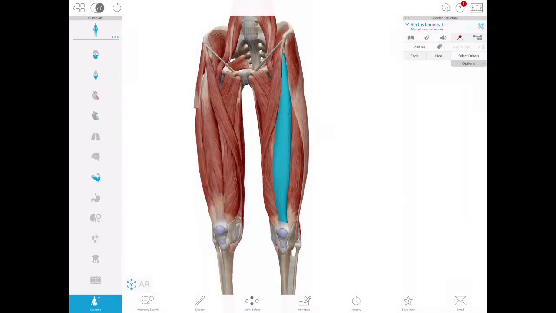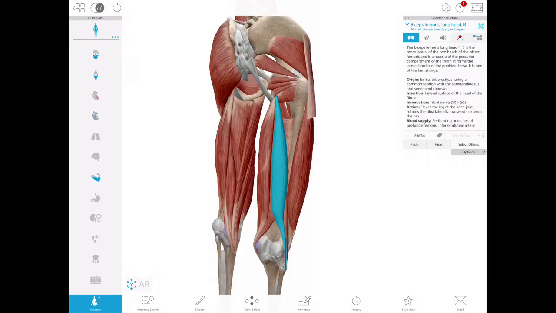We will need to remove the rectus femoris. This is the vastus intermedius. It originates on the anterior femur and inserts on the tibial tuberosity through the patella tendon, and the action is knee extension. So here we have the biceps femoris long head. It originates on the ischial tuberosity and inserts on the fibula head. The action is hip extension and knee flexion.